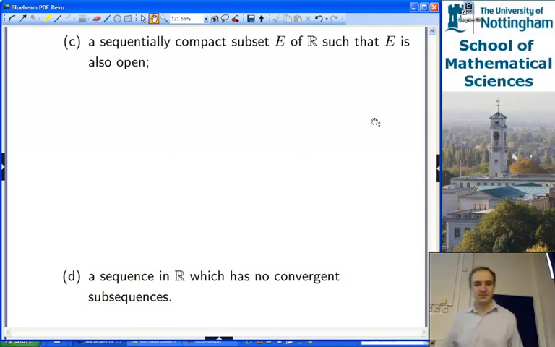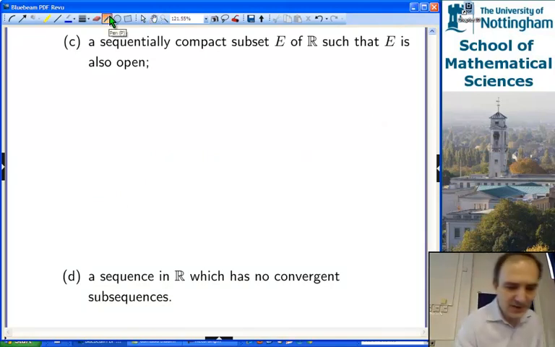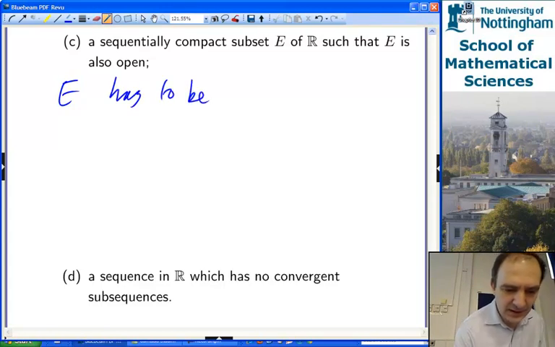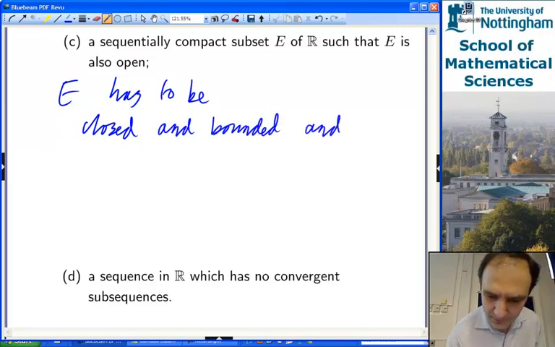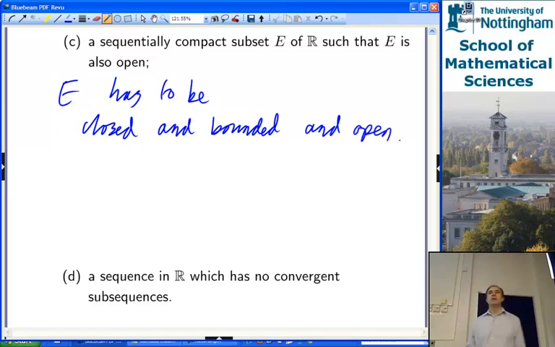Okay, there's not many choices this time. E has to be closed and bounded and open. Now, that means in particular that it's clopen, and there aren't very many clopen sets. So there are only 2 clopen sets, and only one of the clopen sets is bounded. So what's the only possibility? The empty set, that's right.